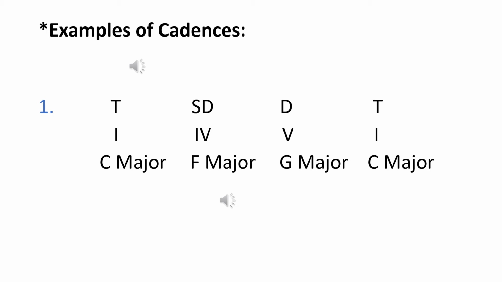The first example of cadences is we go from tonic to subdominant to dominant and go back to tonic. So we have 1, 4, 5, and 1, which is C major, F major, G major, and back to C major. Let's listen to it to see how it sounds.